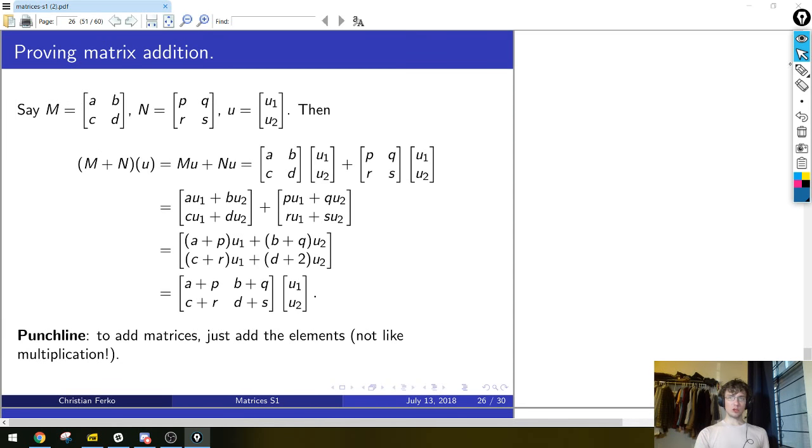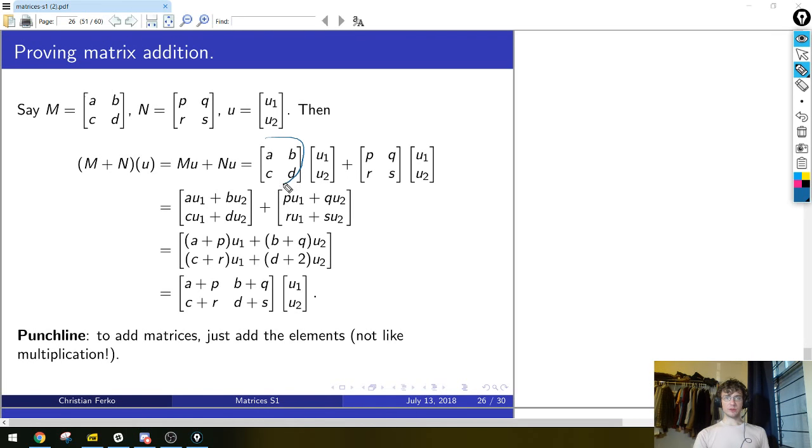So two matrices. The matrix M is ABCD, the matrix N is PQRS, and the vector U is U1, U2. Now I will add the two matrices M plus N and apply that to the input U. So by the definition of function addition, that's M applied to the input U plus N applied to the input U.